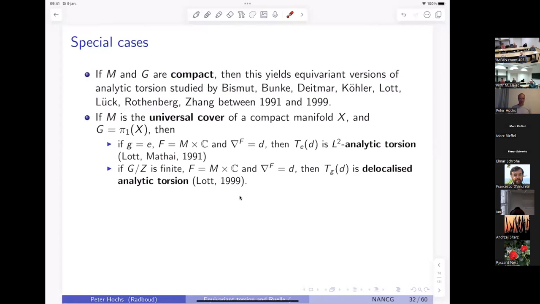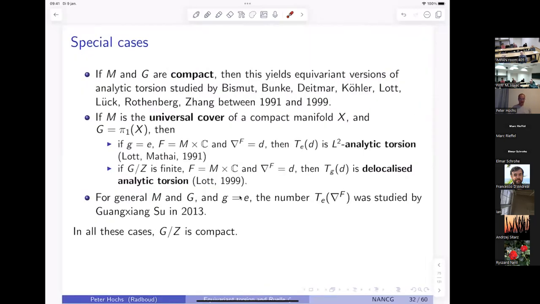In the early 90s, both Lott and Mathai considered the case of the identity element and just a trivial bundle with a trivial connection. They constructed this number, which they call L2 analytic torsion, which is just a von Neumann trace. It's also used in the L2 index theorem. Slightly more generally, if the conjugacy class of g mod the centralizer is finite, and again for the trivial bundle with trivial connection, Lott considered this case, called localized analytic torsion. And the case for the identity element was later studied by Su for general manifolds and groups, and he also proved some things about this number.